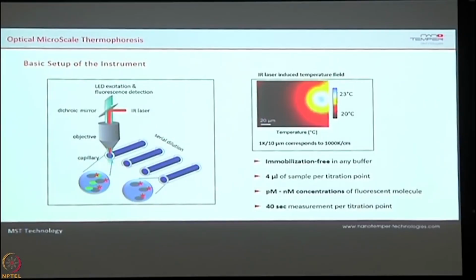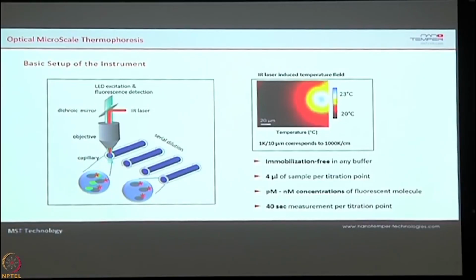So with this basic principle of thermophoresis, we built up an instrument which has two important things. One is a laser which creates the temperature for thermophoresis, and here one of the binding partners is fluorescently labeled. So just to see the fluorescence, you have a fluorescence detection unit. And the biggest advantage in this technique is you are not immobilizing anything as in other techniques.